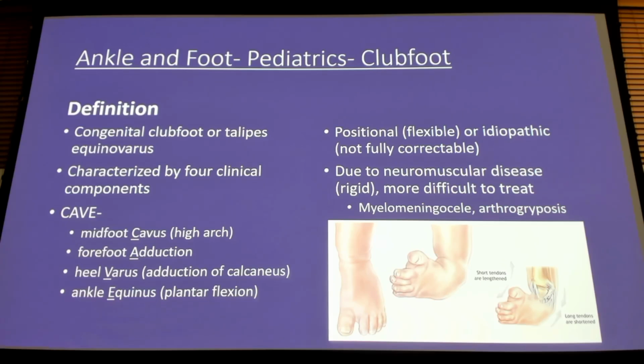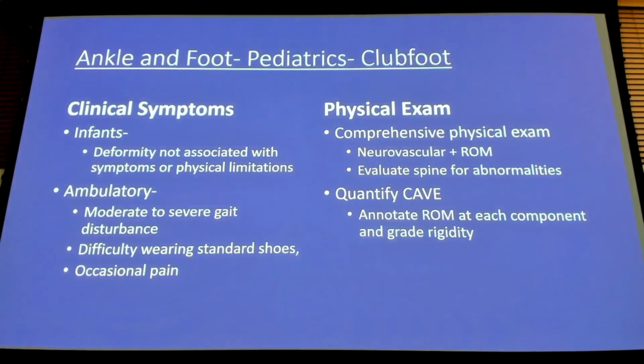If it's flexible, it's fully correctable. If it's not correctable, then that just means that they have a rigid clubfoot. Some of the other diseases, besides those that we mentioned, are myelomeningocele and arthrogryposis. That's neuro for you guys. I think if you haven't covered it in neuro, let me know, and I will devise a specialized test question for you just in case.